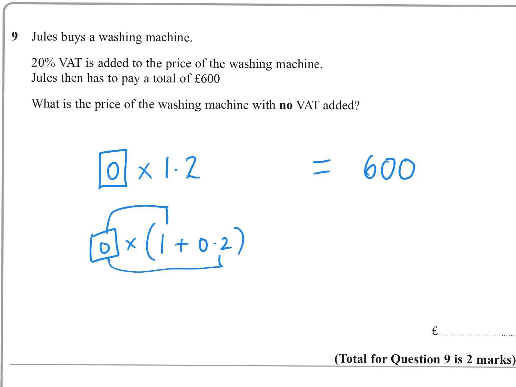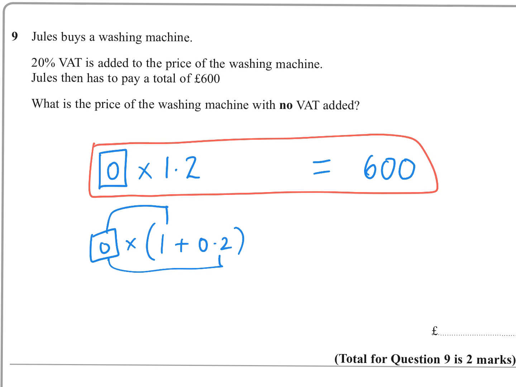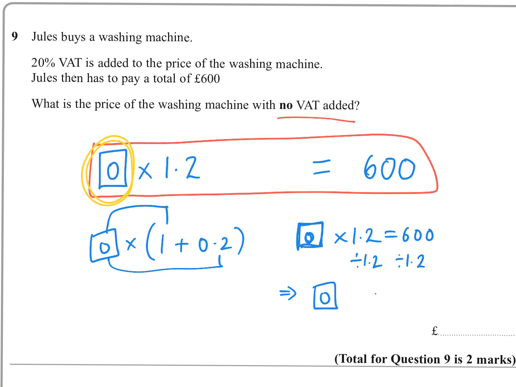So a good thing to do would be to write something like an equation like this. So we want to find the price of the washing machine with no VAT added, i.e. what it was to begin with. So if we just write our equation out again, then it's quite simple to find this, because all we've got to do is divide both sides by 1.2. So we'd have the washing machine would be 600 divided by 1.2.